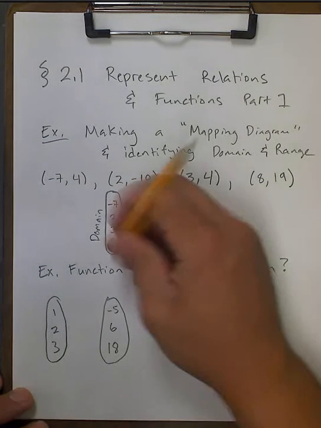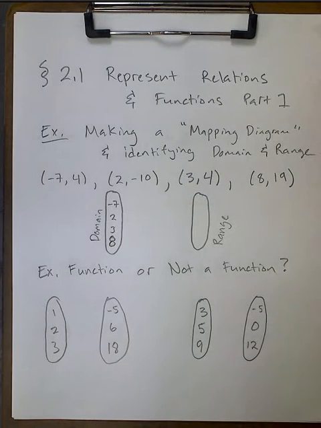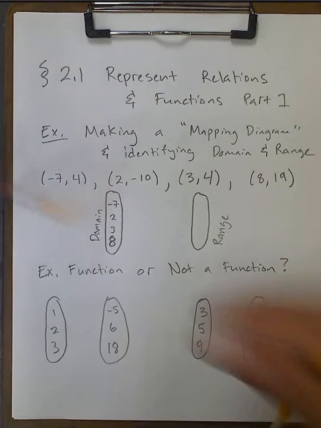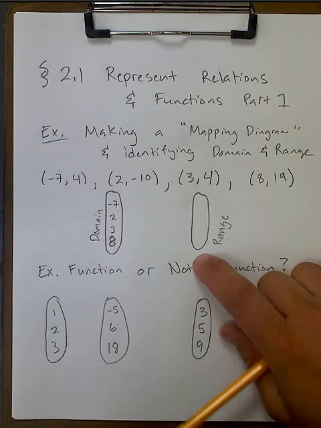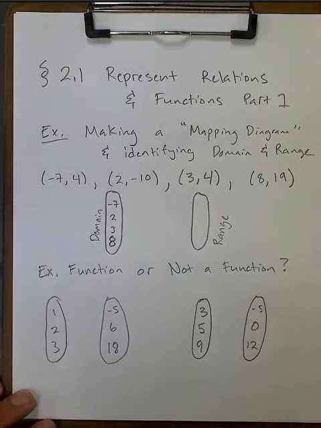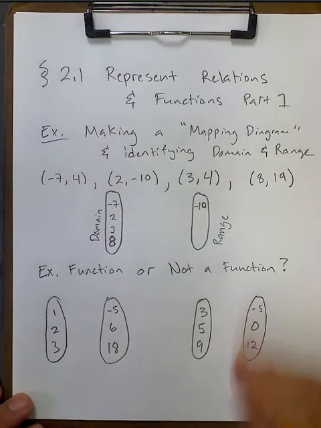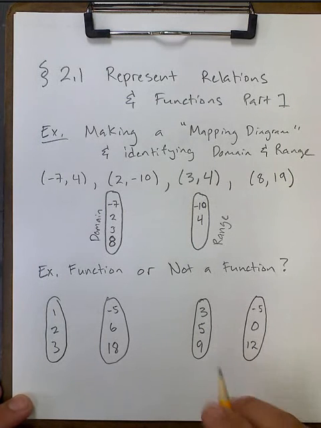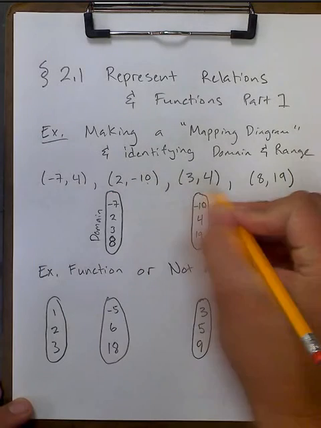I'm going to erase my 8 because it's kind of squiggly. Okay. I got these from the first coordinate of each of the ordered pairs. What you put into the oval on the right for the range is the y coordinate, the second coordinate of each of the ordered pairs. I like to order them. -10 is the smallest, so I put -10 first. And then 4 happens twice. You just need to put it once in the range. And then the last one, 19. So I got these from the second coordinate in the ordered pairs.